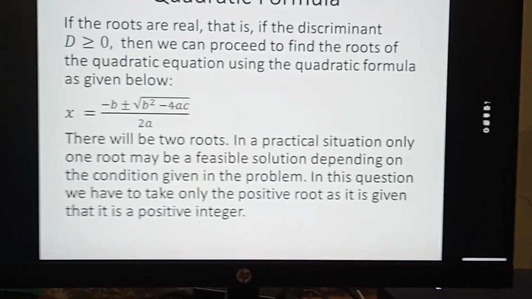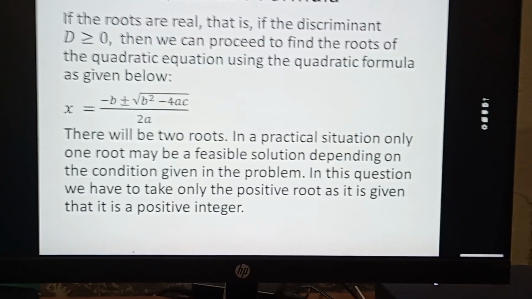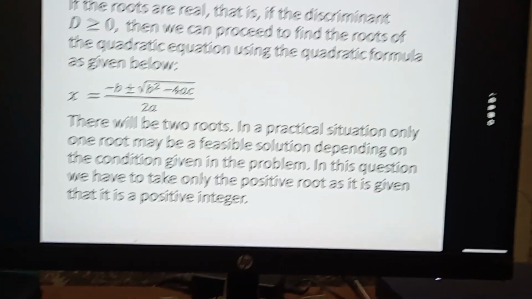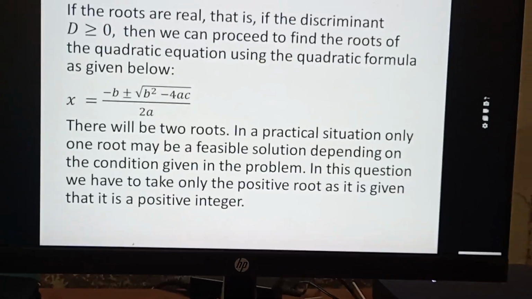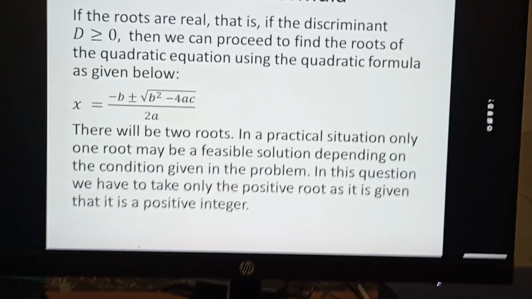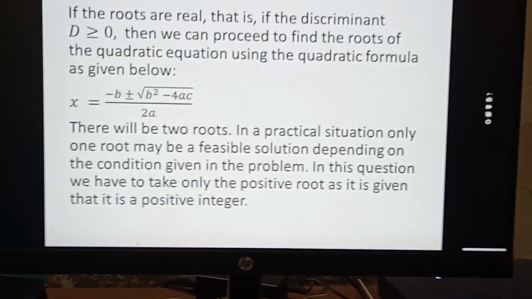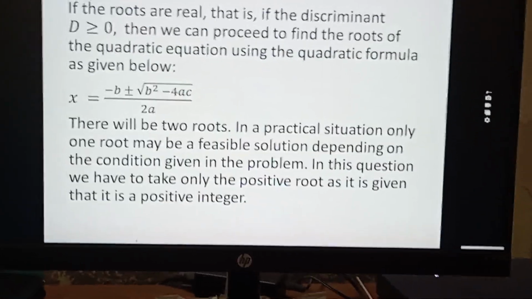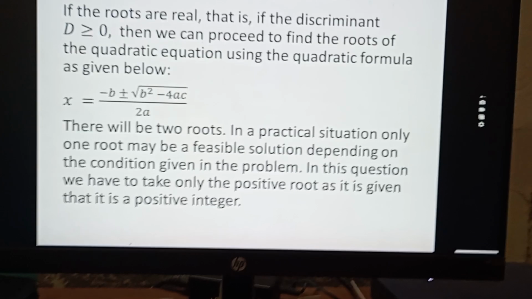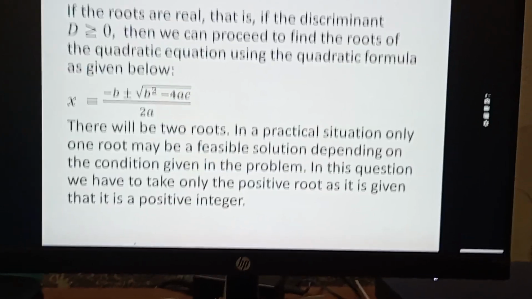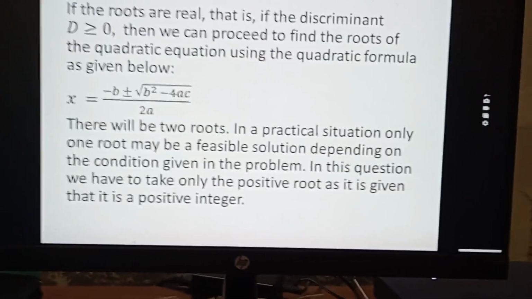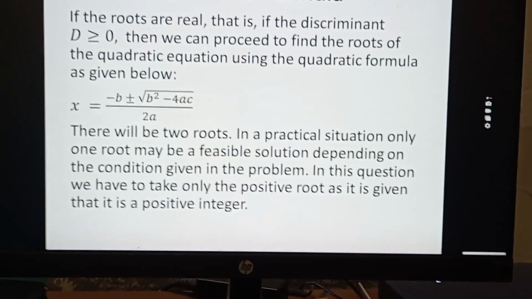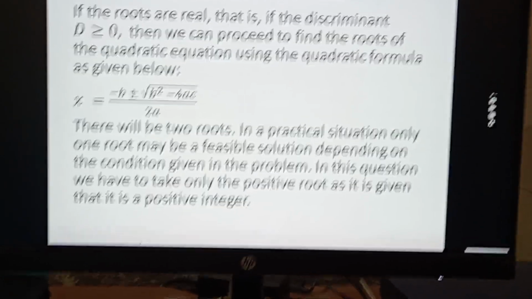The quadratic formula, as you can observe, involves only the coefficient of x squared, the coefficient of x, and the constant term: a, b, and c. There will be two roots. In a practical situation, only one root may be a feasible solution depending on the condition given in the problem. In this question, we have to take only the positive root because it is given in the question that it is a positive integer.